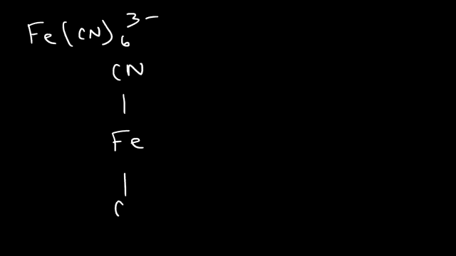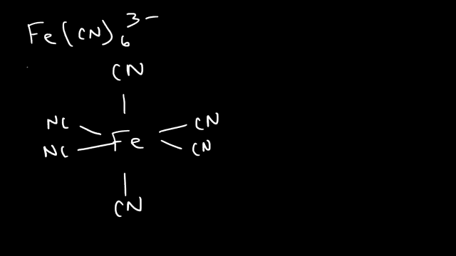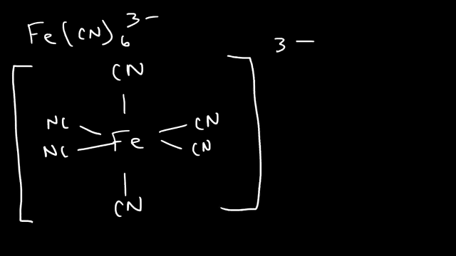Now, what type of geometry does the FeCN6 3- ion have? If the coordination number is 6, the geometry will be octahedral. And so it's going to look like this. And so that's how you can draw this particular complex ion. And if you want to show the octahedral structure, you can make it look like this.